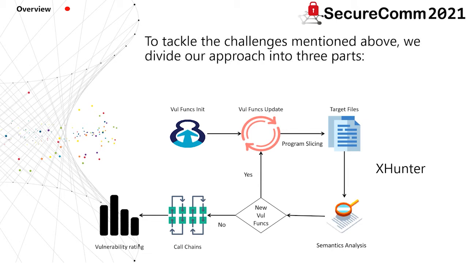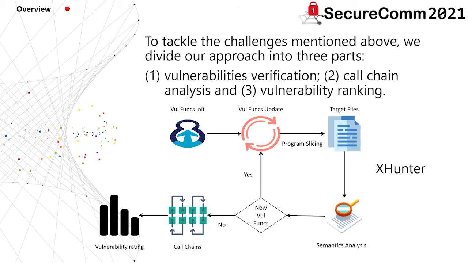To tackle the challenges mentioned above, we divide our approach into 3 parts: 1. Vulnerabilities verification, 2. Call chain analysis, and 3. Vulnerability ranking. First, we find vulnerable sinks. As the files related to XML operations account for a minority of the total, we adopt program slicing to find the related files. Then, we build abstract syntax trees, AST, for the target files.